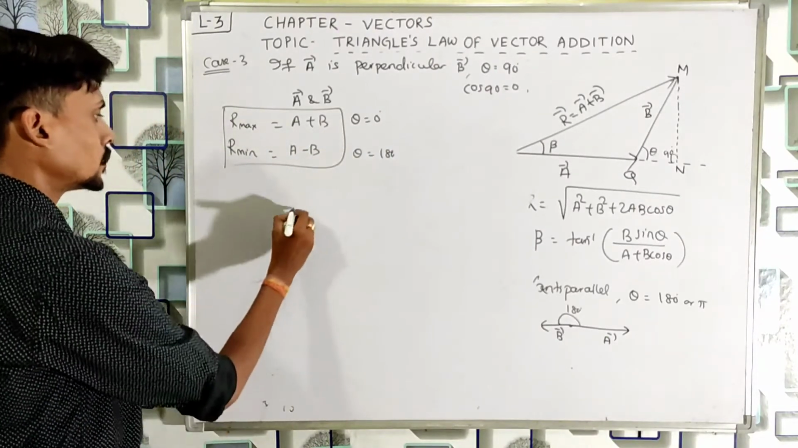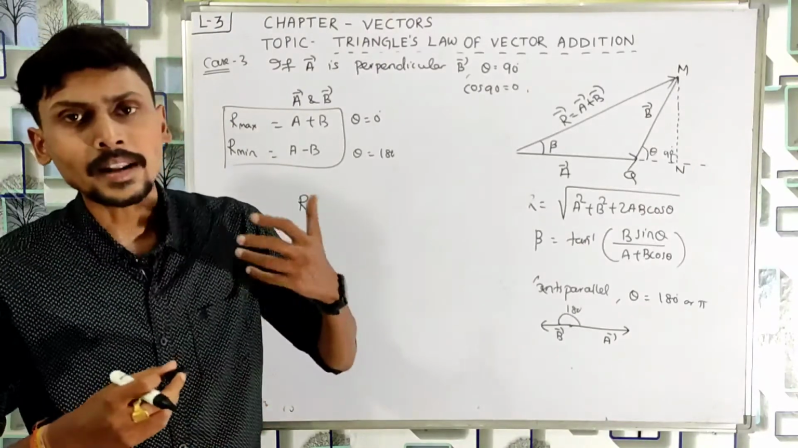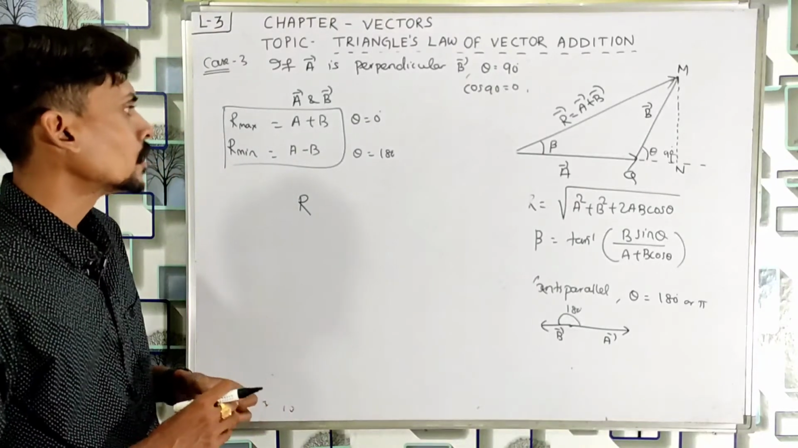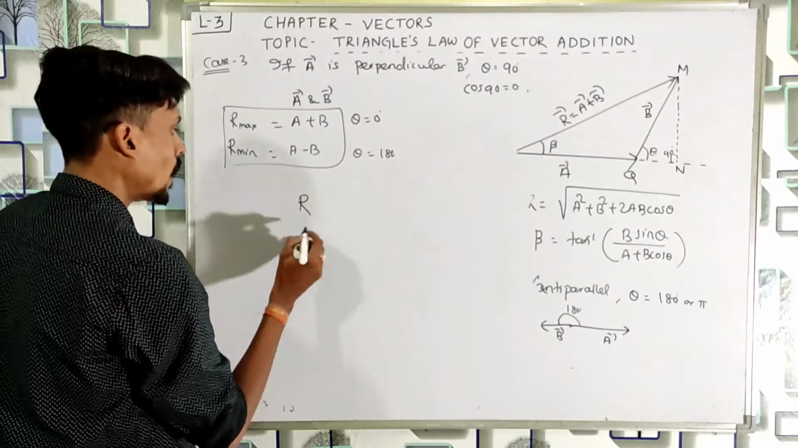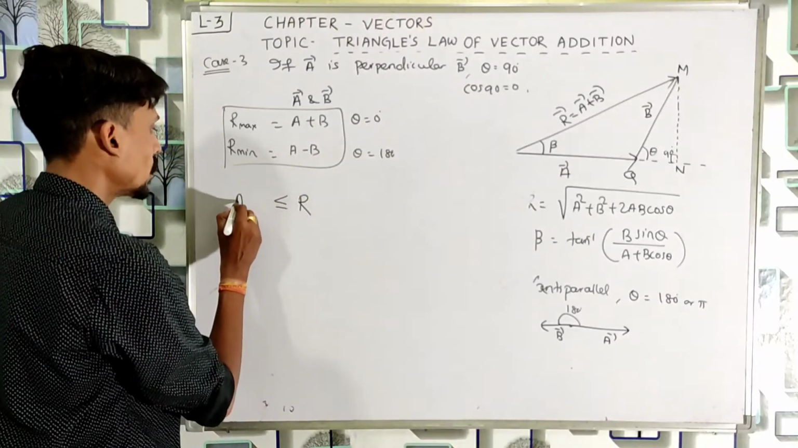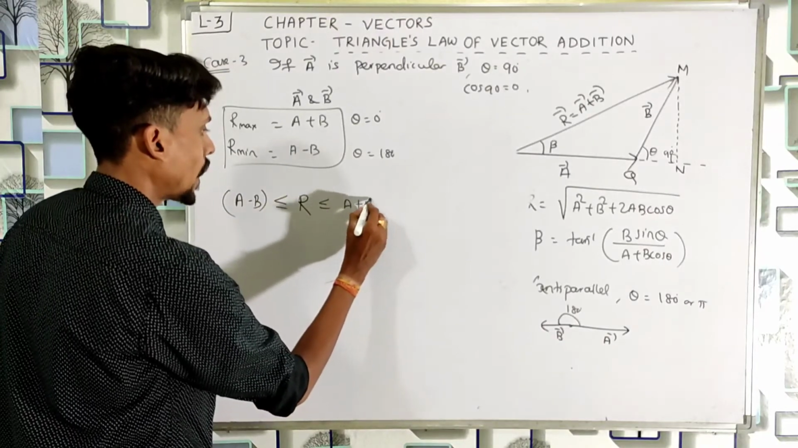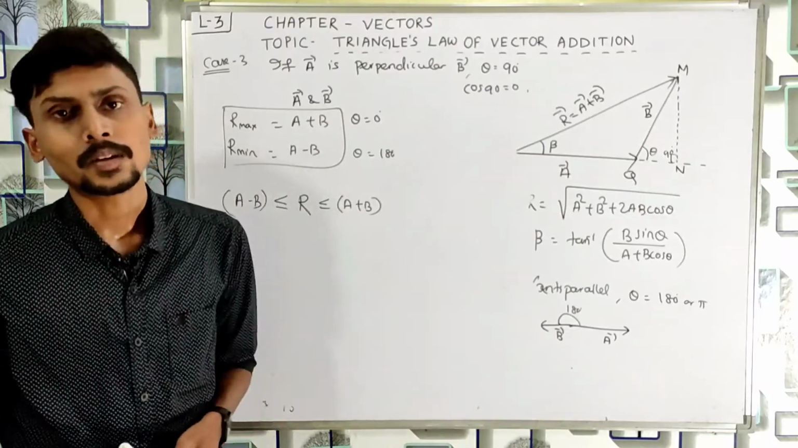So remember that for any other angle, if you make theta equal to 10 degree, 15 degree, 20 degree, 40 degree, 45 degree like this, then the value of r will also change. But the value of r will lie between a minus b to a plus b.